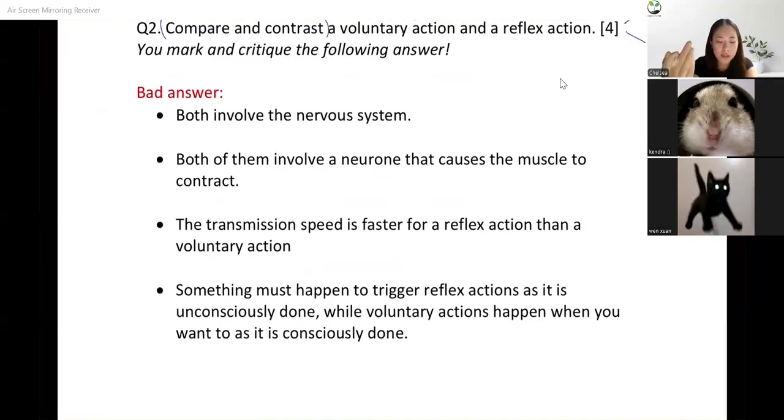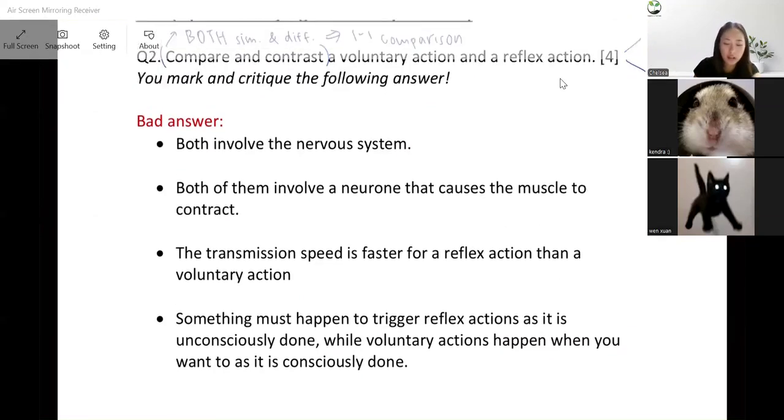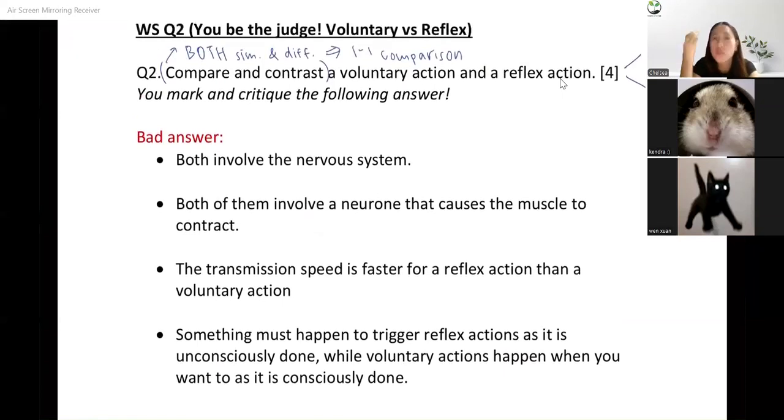So this student has 4 points, but let's look at what went wrong. Let's look at the first point. So both involve the nervous system. What's wrong here? Anyone can give any critiques? Vague. That's basically it lah. The answer is too vague and too simple. There's basically no substance. If the examiner looked at it, does it even show that the student studied? There are no keywords whatsoever inside the answer as well.